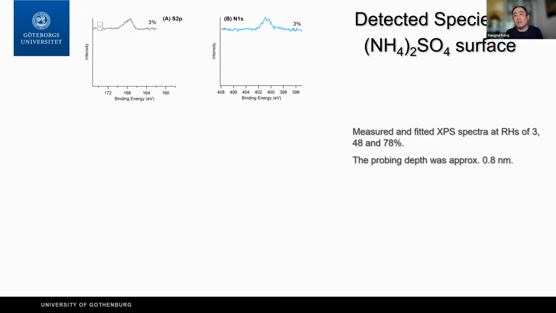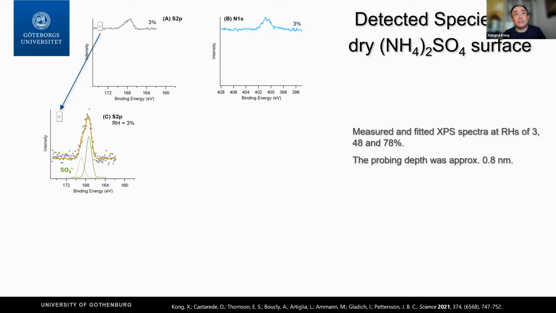So I show you these two spectra. One is for the sulfur side and one is for the nitrogen side. And these are the two components that we have for this ammonium sulfate. For the sulfur one, because it's a 2p electron, it should have a doublet. So I fit it with doublets, but these two doublets come from one species, which is sulfate. And for the nitrogen side, I didn't fit it because it's a 1s electron. It only has one peak, so this is just one species.